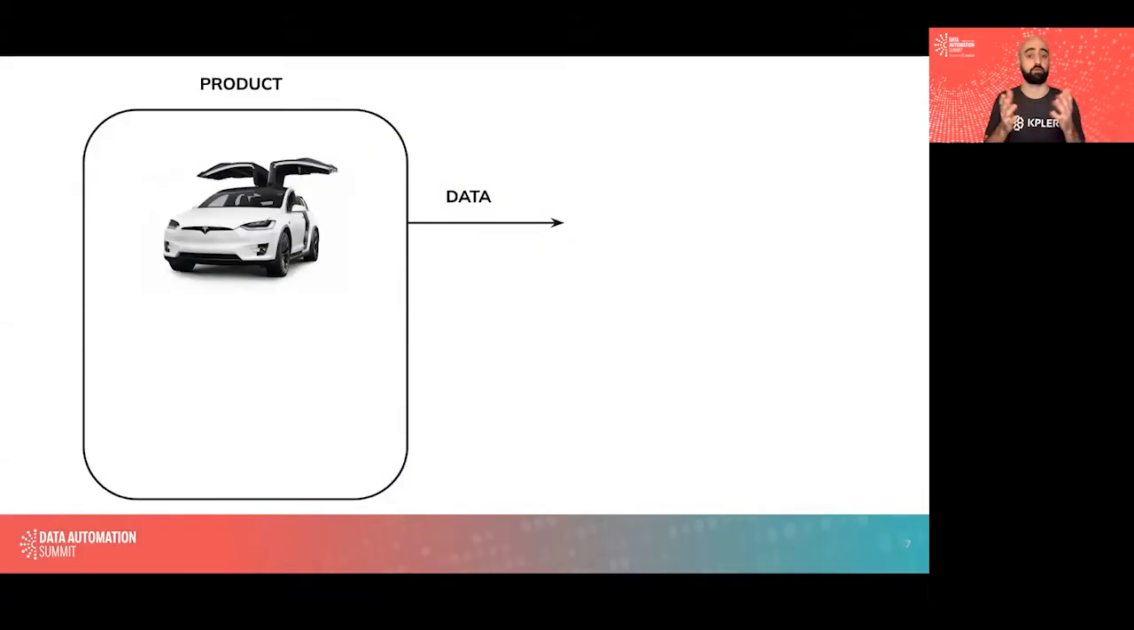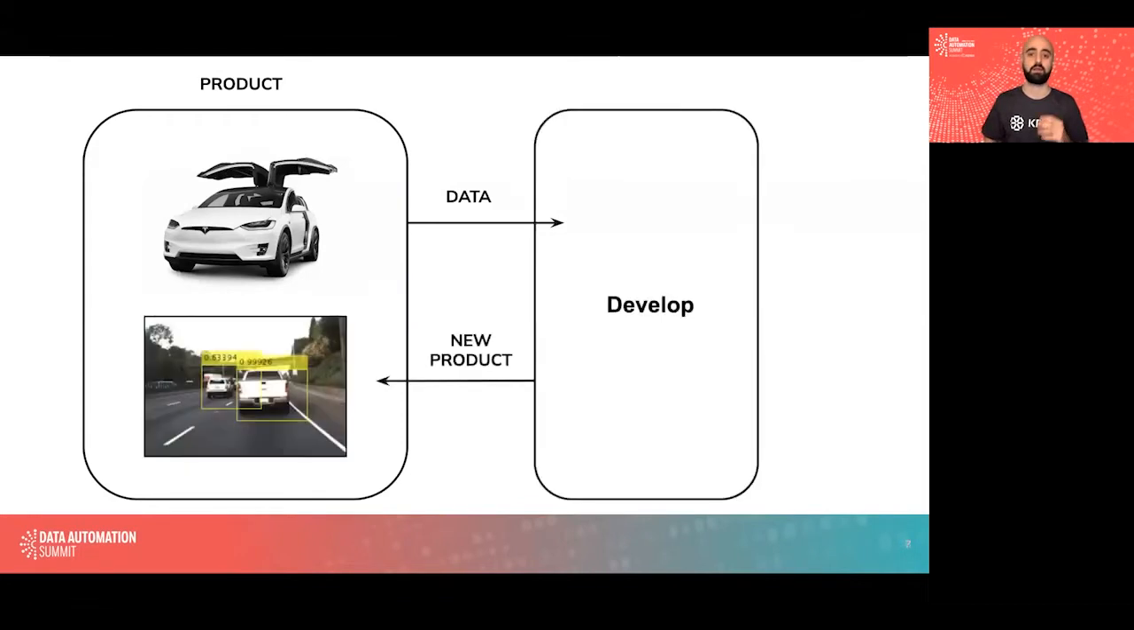Let's go into the problem. The problem that I want to talk about is the following. Imagine that you have a product, so a car, and this car has a camera on it and is recording data. What a company would like to do is to use this data from product 1, the car, to develop another product. For instance, they want to develop a car detector in order to avoid the collisions with the cars in the front.